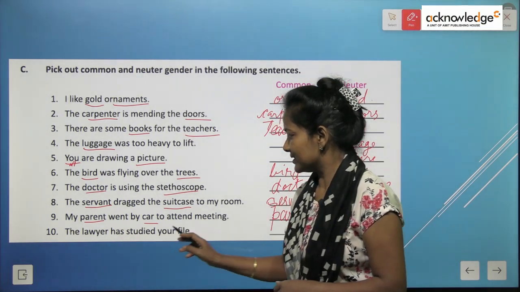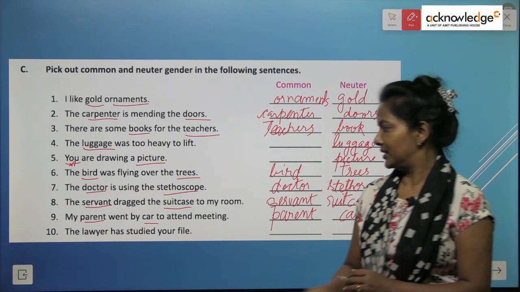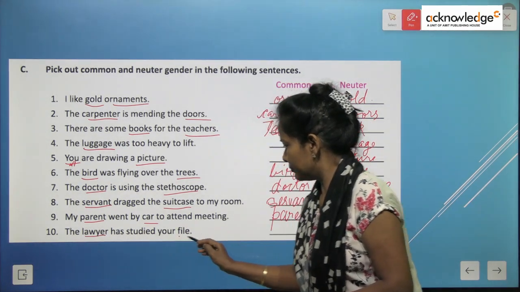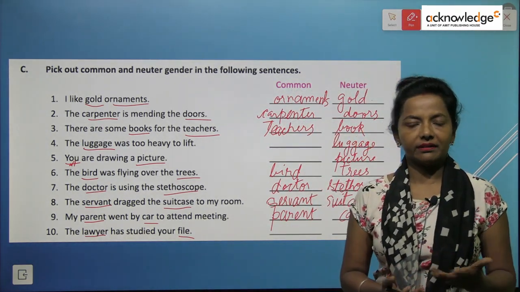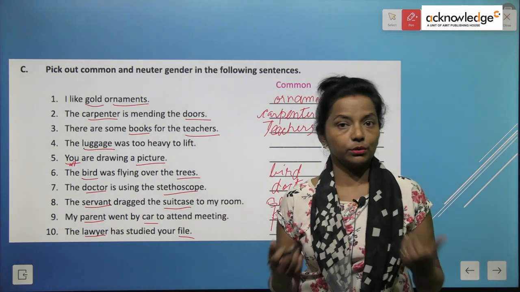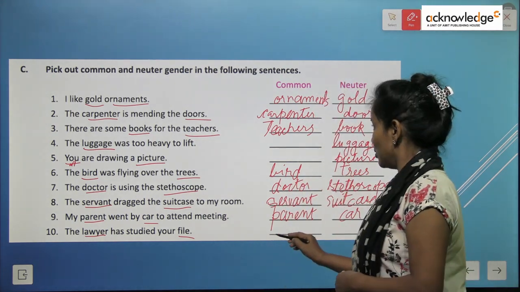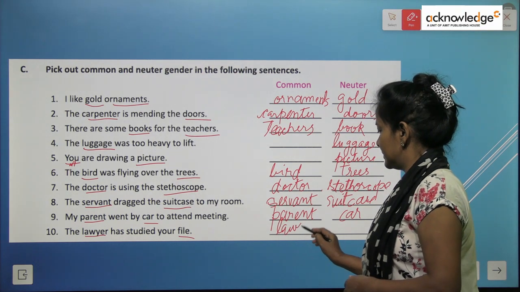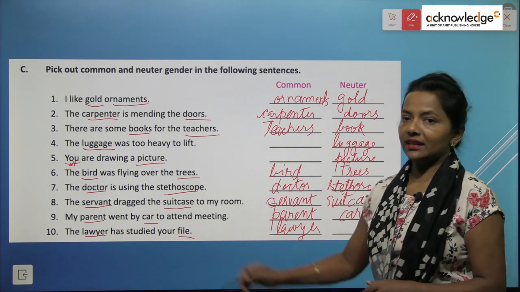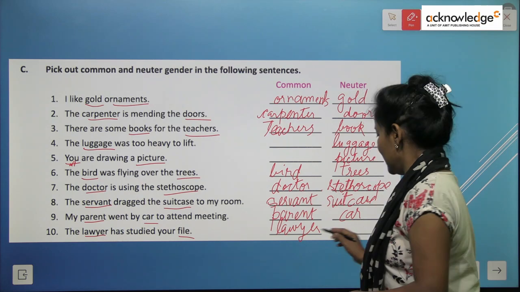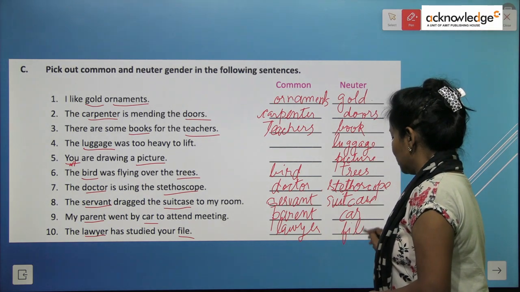The lawyer has studied your file. Lawyer and file. Lawyer can again be male or female. So lawyer is a common gender. And file is a non-living thing. So file is neuter gender.